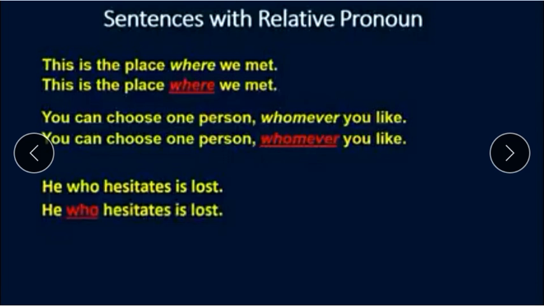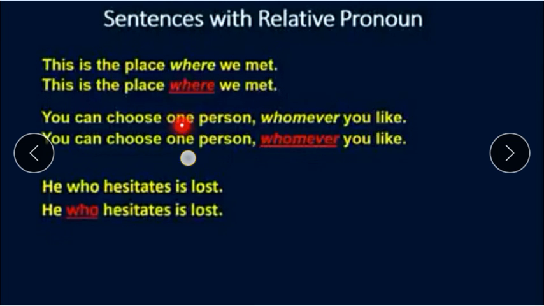Here are some examples of relative pronouns. This is the place where we met. This is the place. Here we have already talked about the place where we met, and we joined that sentence with the word where.